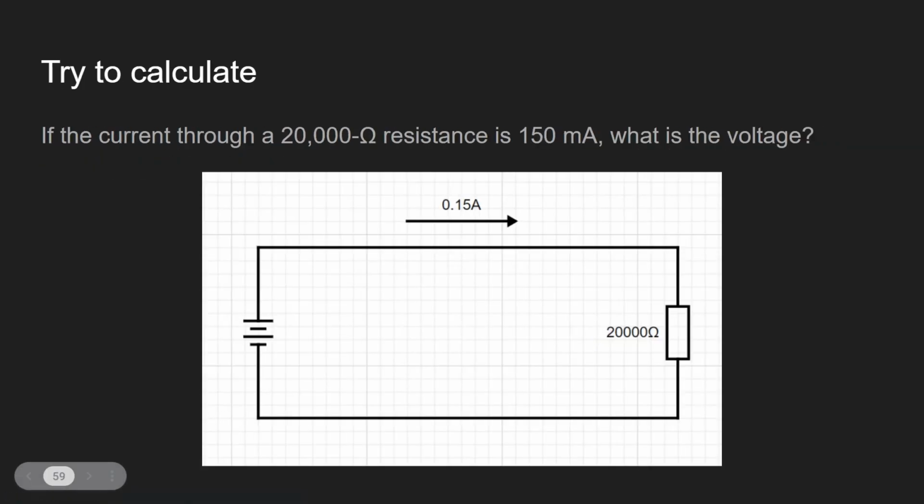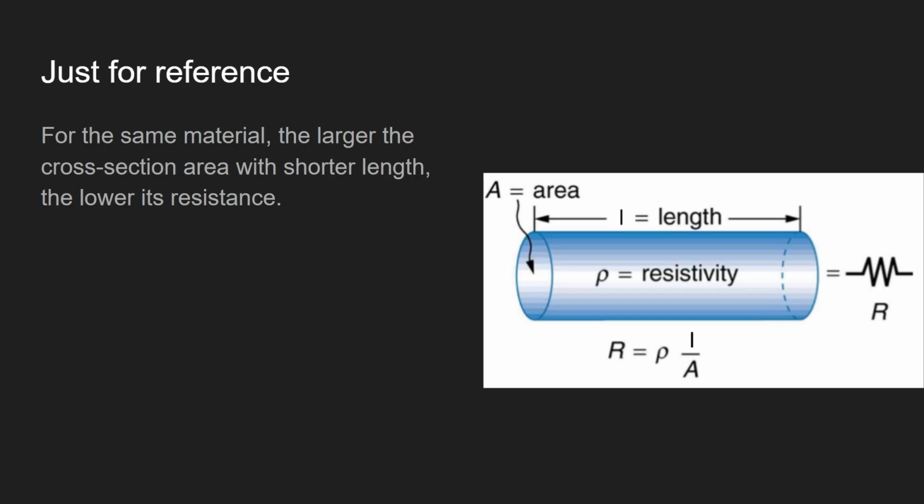Okay. So I'll talk about this one once again. If you calculate this one, then you know that V equals IR. This is I, this is R. So you multiply these two numbers together, then you'll get 3,000. 3,000 V. Okay, the voltage will be 3,000. Just for your reference.